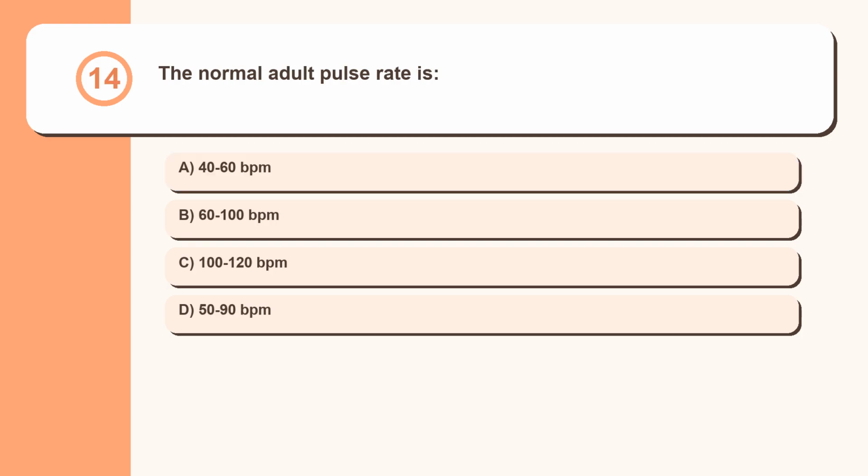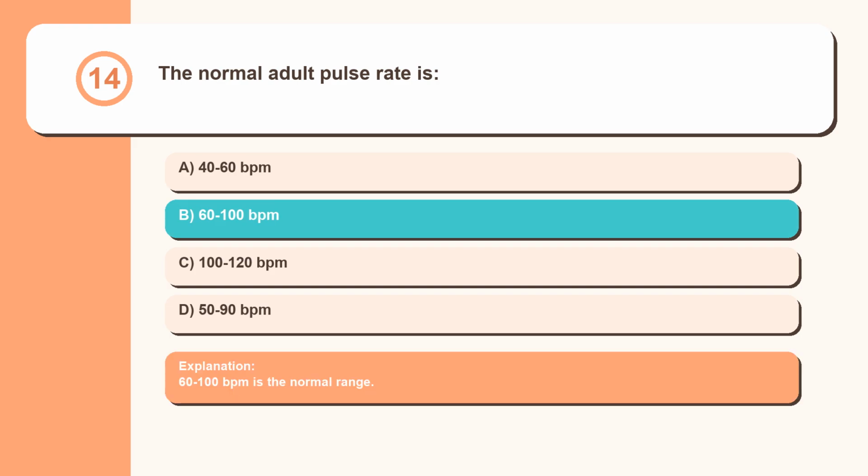Question 14. The normal adult pulse rate is 40 to 60 bpm, 60 to 100 bpm, 100 to 120 bpm, or 50 to 90 bpm. Answer: 60 to 100 bpm is the normal range.